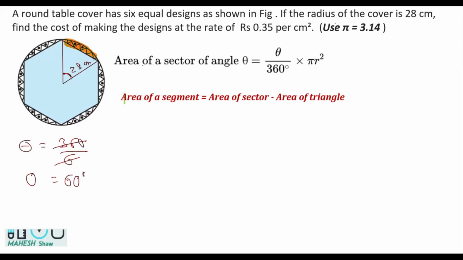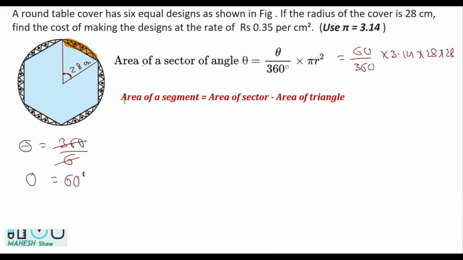Now, once we have this theta, we can find the area of the sector, which is theta over 360 times pi r square. Theta is how much? 60 degrees, right? So we can replace 60 over 360 into pi, which is 3.14, into r square, that is 28 into 28. Now next comes the area of a triangle. The area of a triangle is what?